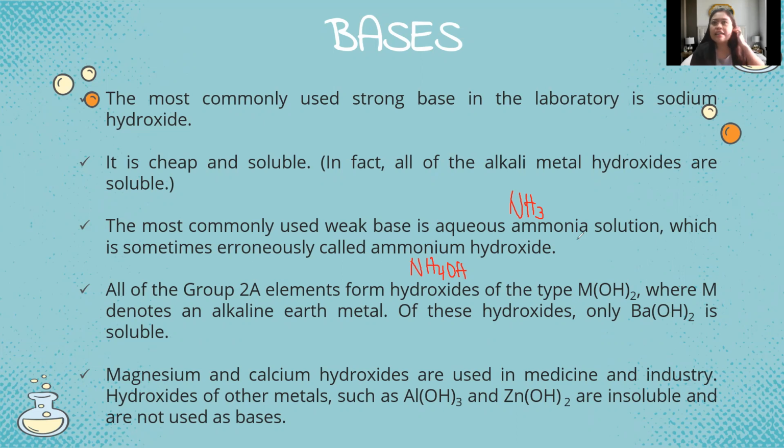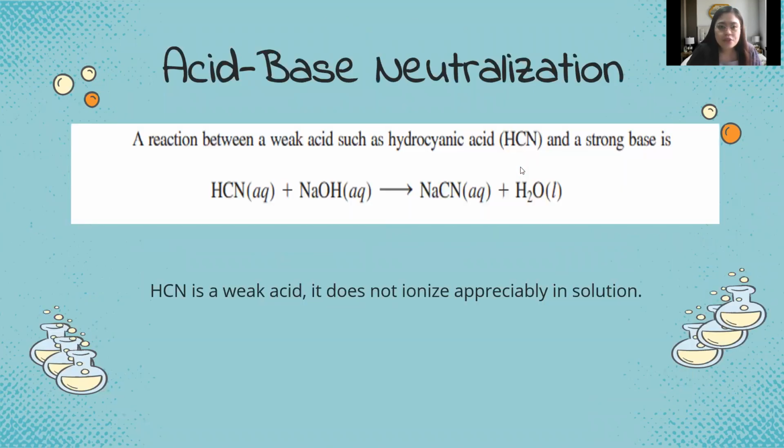Parehas anang nagainom ba mo og Kremil S, Simeco, Maalox. Those contain hydroxides, especially aluminum hydroxide and calcium hydroxide. So ginagamit siya in the pharmaceutical field. But aluminum hydroxide and zinc hydroxide are insoluble and are not used as bases. Kana lang silang duha, wala sila ginagamit as bases kay dili sila soluble.